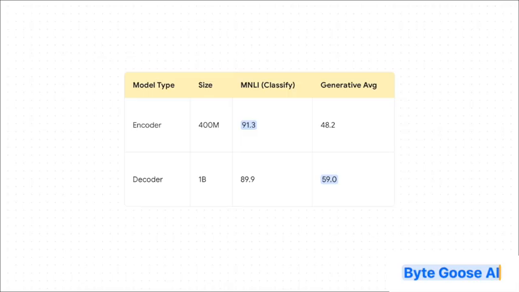And this is just brilliant. This is hard data from the ETIN paper that illustrates the point perfectly. What they did was train an encoder and a decoder side by side, same data, same recipe. Now look at the results for the MNLI classification task. The 400 million parameter encoder actually beats the 1 billion parameter decoder. It's not about being bigger, it's about having the right architecture for the job. The specialized tool wins even when it's way, way smaller.